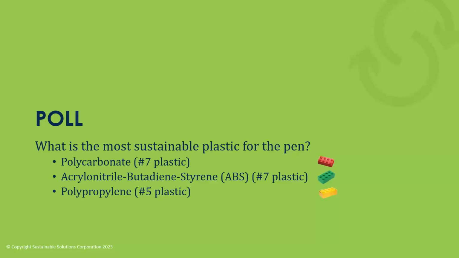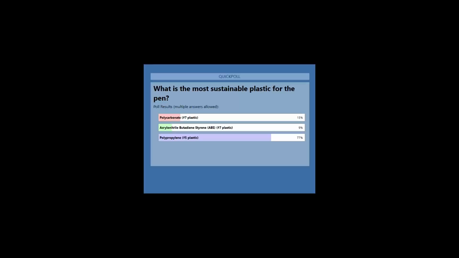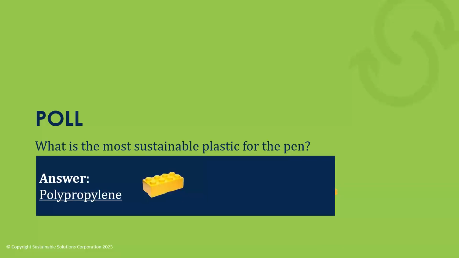Couple more seconds. All right, beautiful. All right, so about 13% of you, or 15% voted for polycarbonate, 9% voted for ABS, 77% voted for polypropylene. Correct answer is polypropylene. And again, we're only looking at this from an embodied carbon perspective.